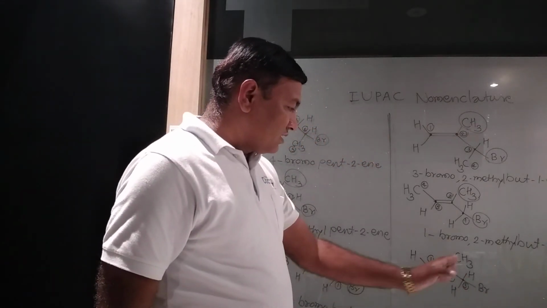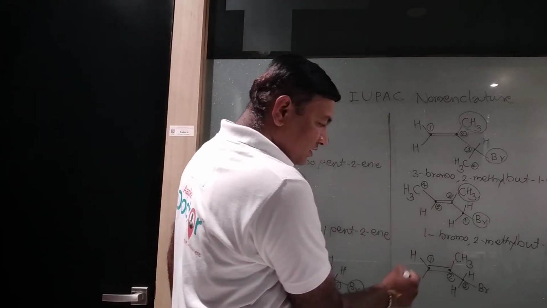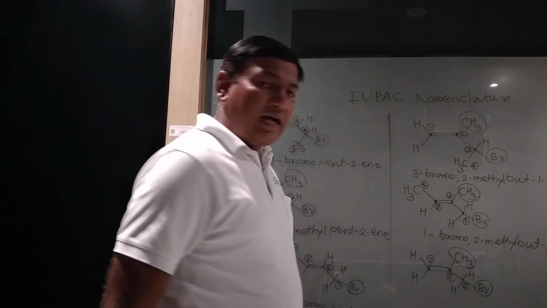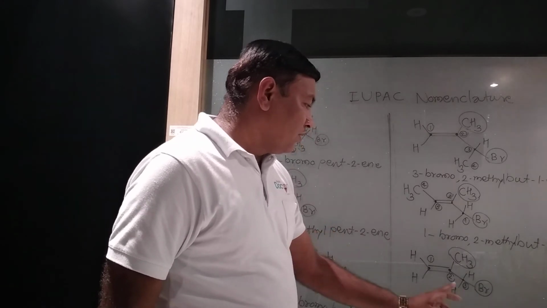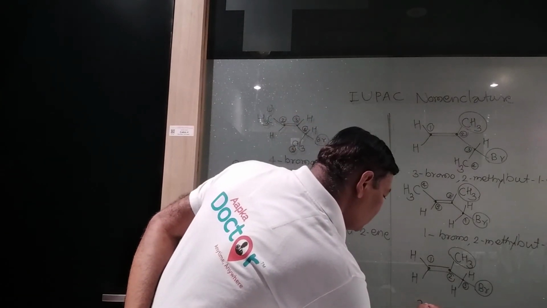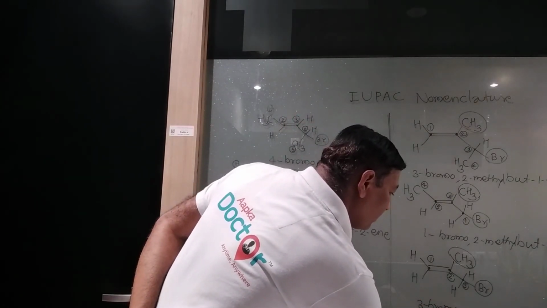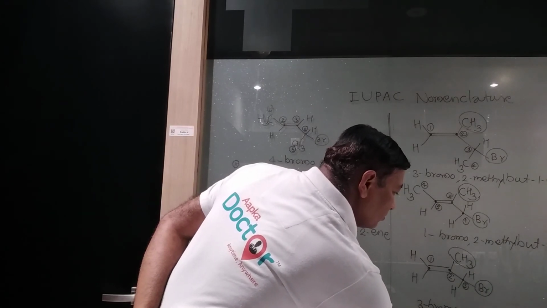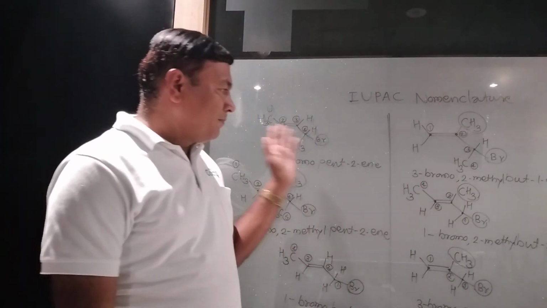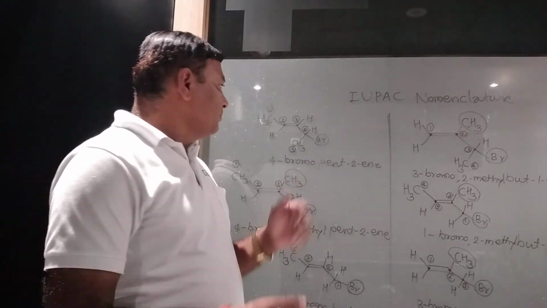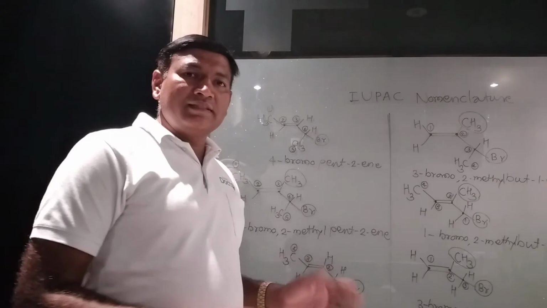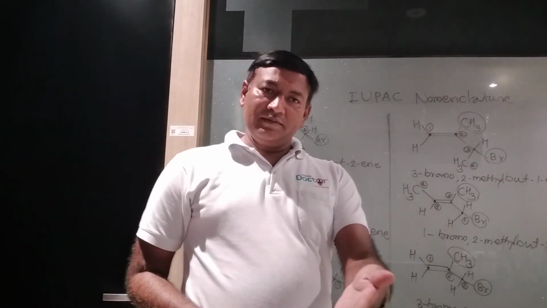For the substituents, at position 1 there is no substituent, at position 2 there is a substituent, and at position 3 there is another substituent. So we write 3-bromo-2-methylprop-1-ene. So we have solved 6 examples belonging to this alkene category. Okay, I will remove this and then we will come with the next examples. Yes, thank you.